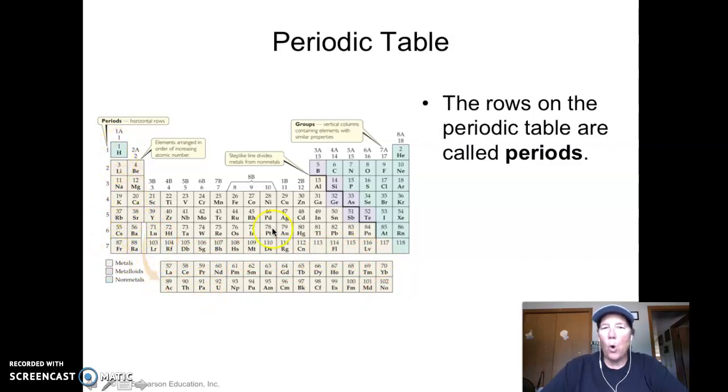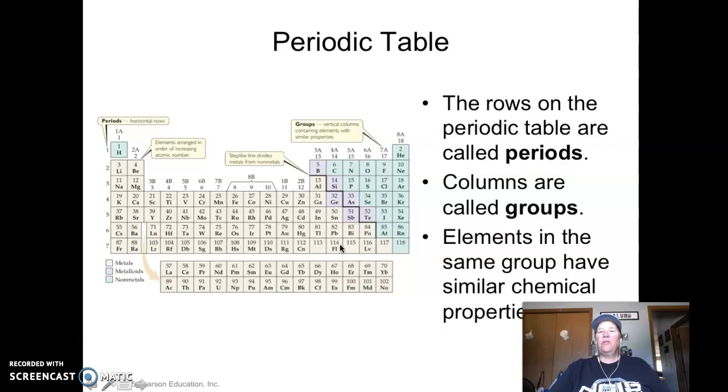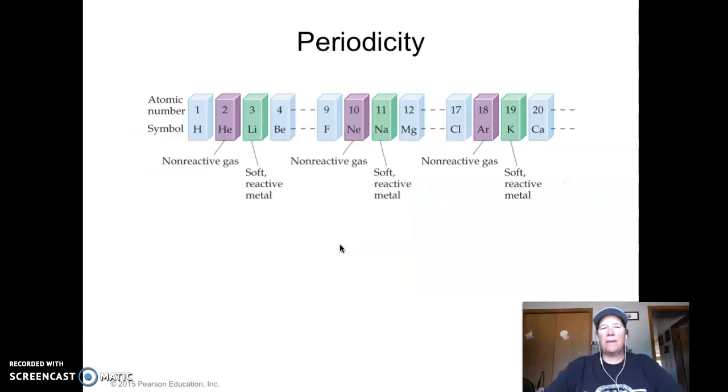But there's 7 rows. Those are called periods. When you go up and down the columns, these are called groups, and there's 18 of them. When you're in a group, you're similar to the guys above and below you. When you're in a period, not so much. They don't necessarily share similar characteristics. But when you go up and down a column, these guys have similar characteristics, these guys do, and so on. If you're in a group, they have similar chemical properties, and the reason for that is because they react with the same things because of their electrons and the outer energy, and we'll talk more about that later.